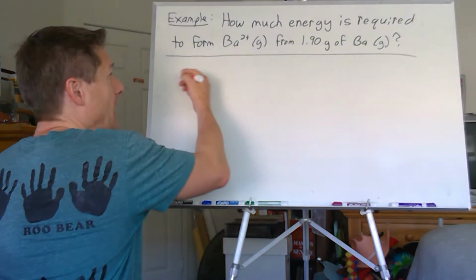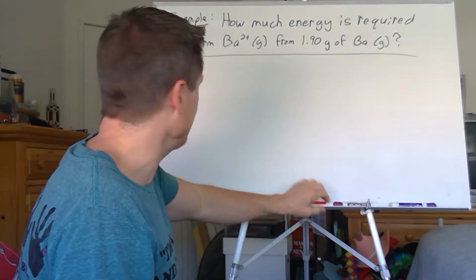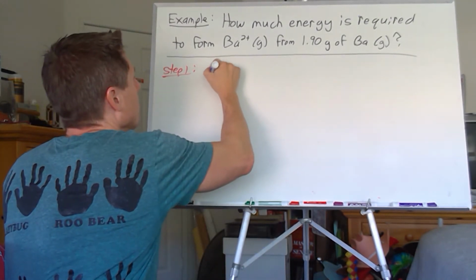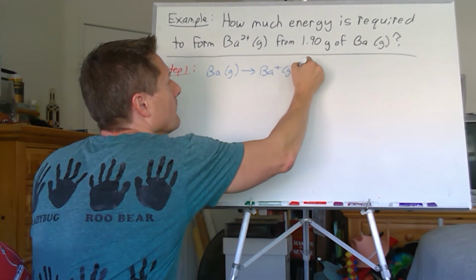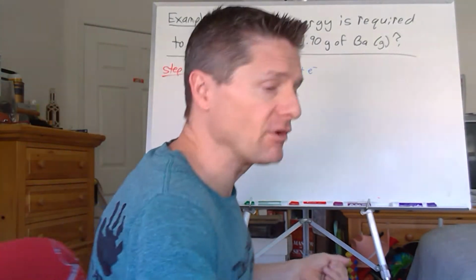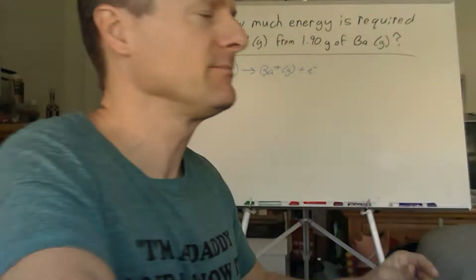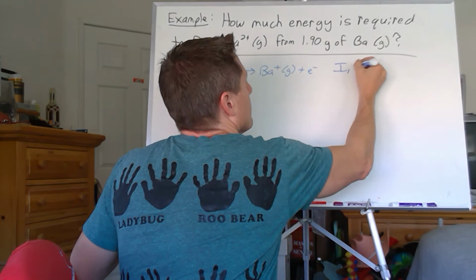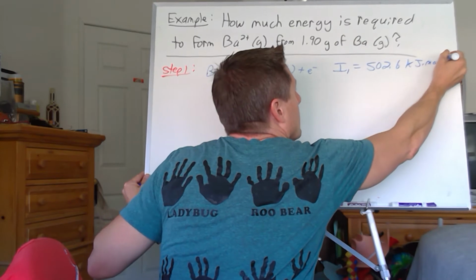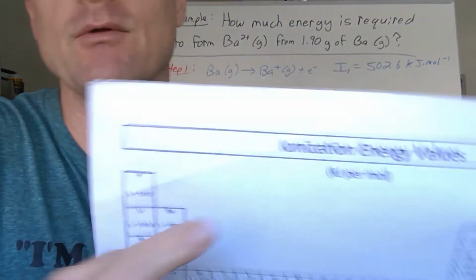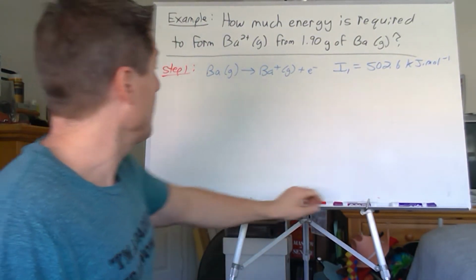All right. So here's the first step. Let's take neutral barium and remove the electron. That's the first step. What's the first ionization energy again? 502.6. See it right there? 502.6 kilojoules per mole, because the units are given. I put the units up there on the top, so I didn't have to write them in all the boxes. So we've got everything we need to do this calculation.